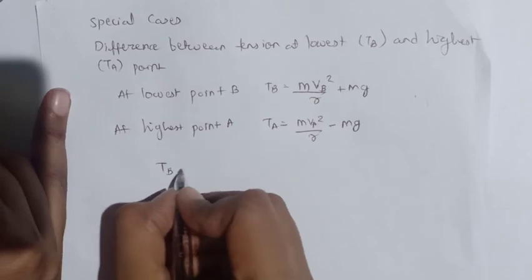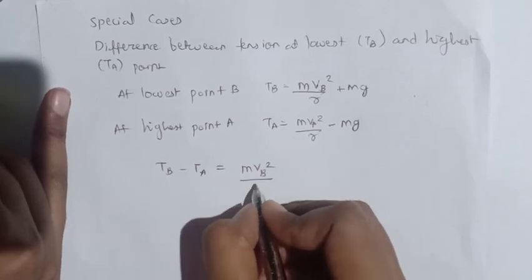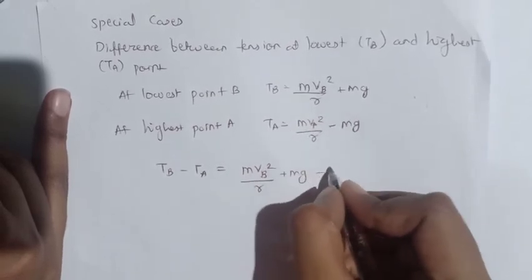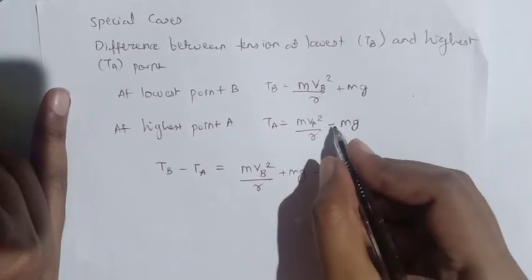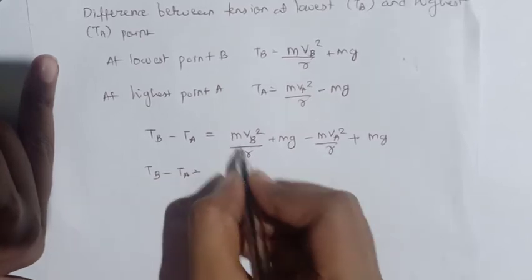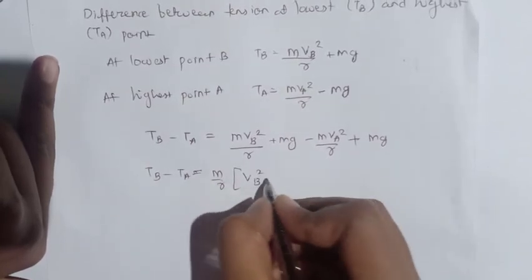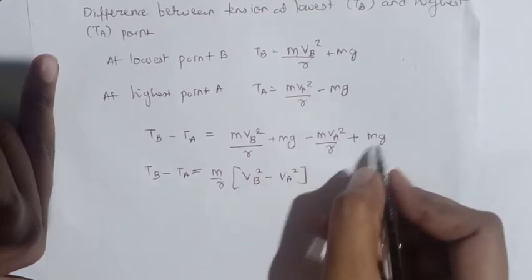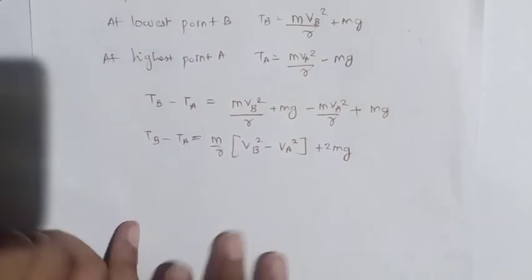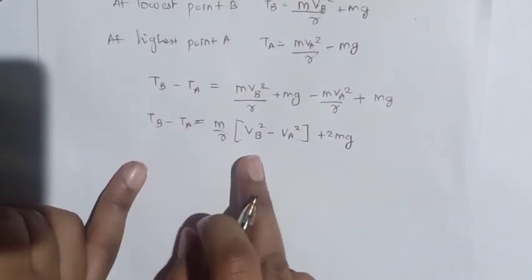So when you subtract Tb minus Ta, Tb is m Vb square by r plus mg, minus this part, so this will become minus m Va square by r, and minus minus mg, so plus mg. So Tb minus Ta, you can take m by r common, so m by r in bracket Vb square minus Va square, plus 2mg. This is not proven in your textbooks, so write this in your notebook. So you will get Tb minus Ta equal to this relation.